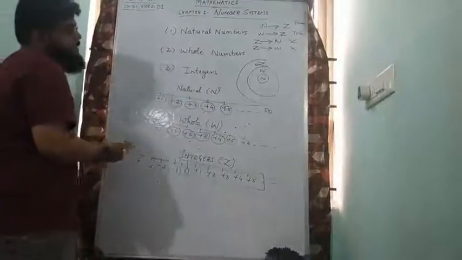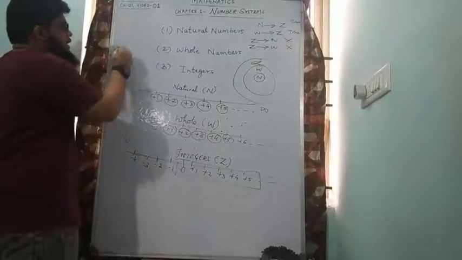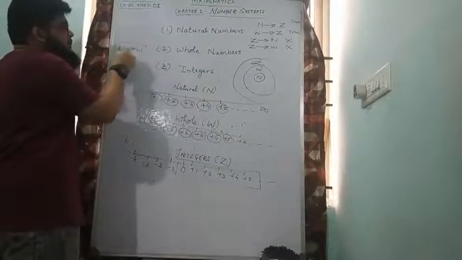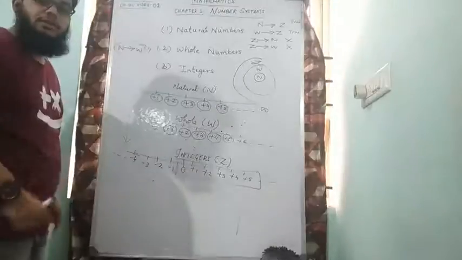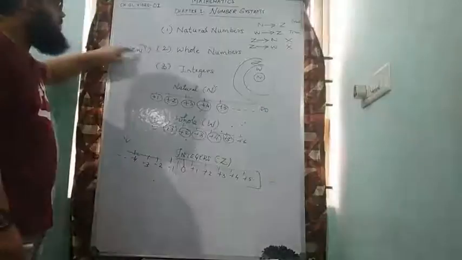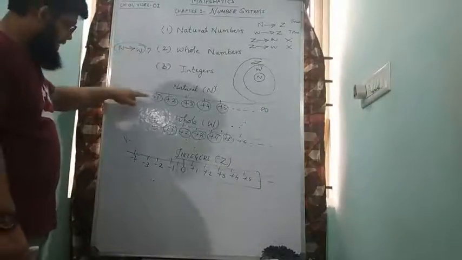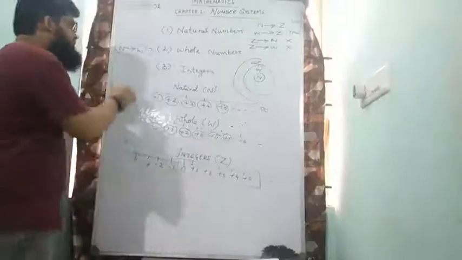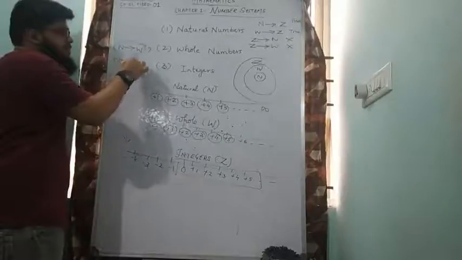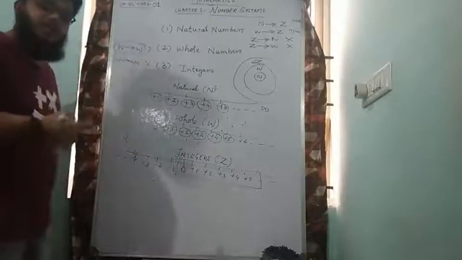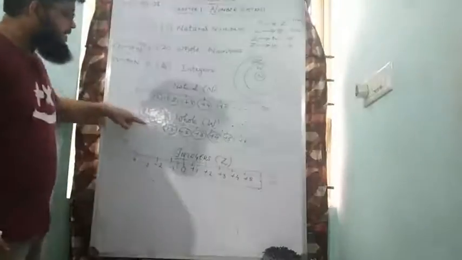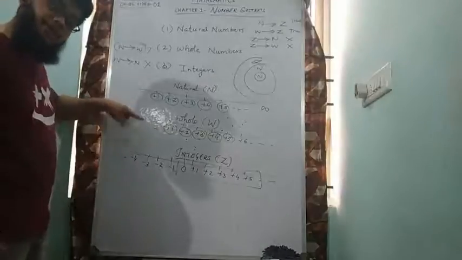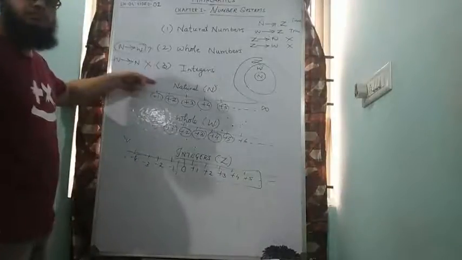Similarly, can we now tell that all natural numbers are whole numbers? Pause the video for a minute and think about it. Can we tell that all natural numbers are whole numbers? Yes, all natural numbers are also whole numbers. But can we tell that all whole numbers are natural numbers? No. Why? What is the reason? Because we have 0 present in whole numbers, but we don't have 0 present in natural numbers.